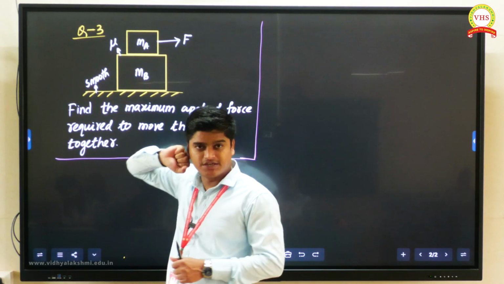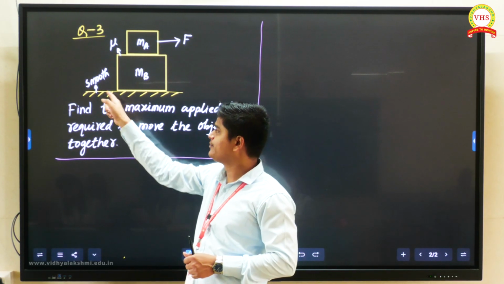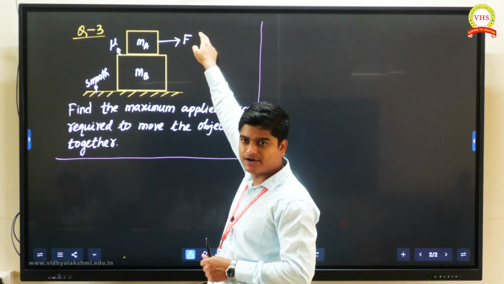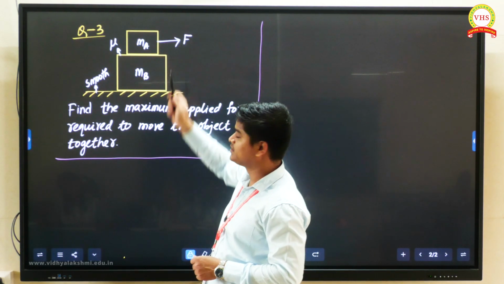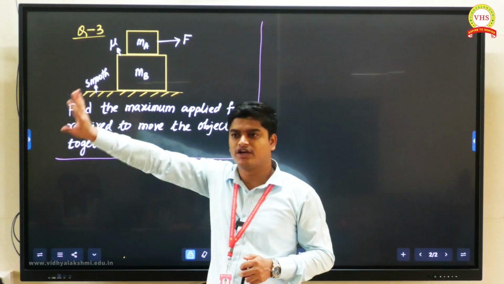So here one situation is given, two blocks are there, A and B. One friction is there between them. Here smooth surface. Here applied force, capital F. Now this force maximum value you find, so that both the objects will move together.